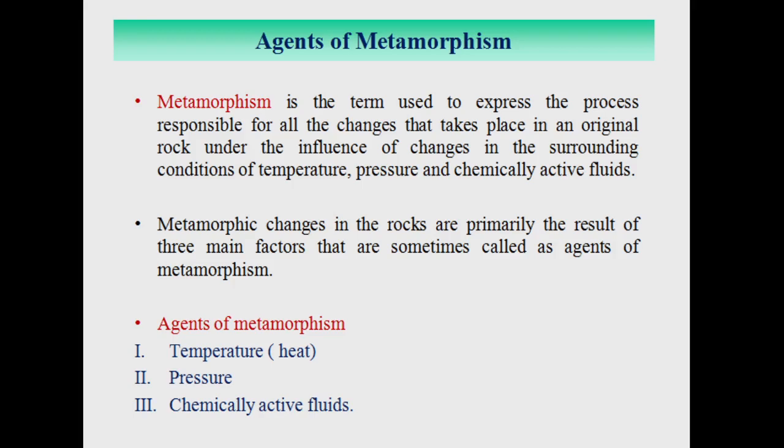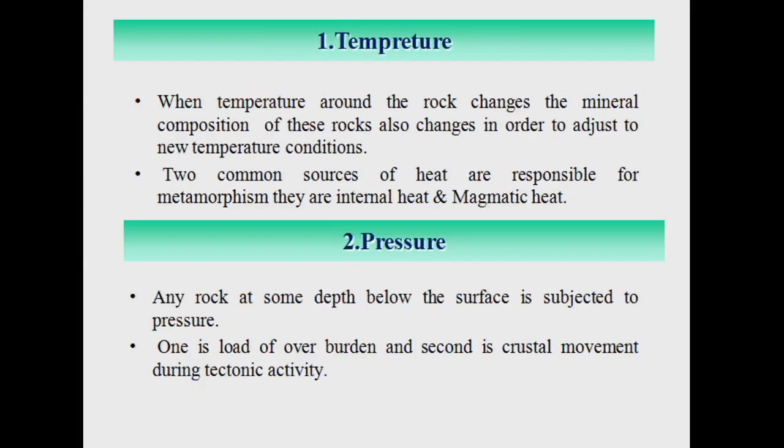First one is temperature, second is pressure, and third one is chemically active fluids. These are called agents of metamorphism, also called factors of metamorphism. Now we will see each agent of metamorphism in detail. So first one is temperature. The first agent of metamorphism is temperature.